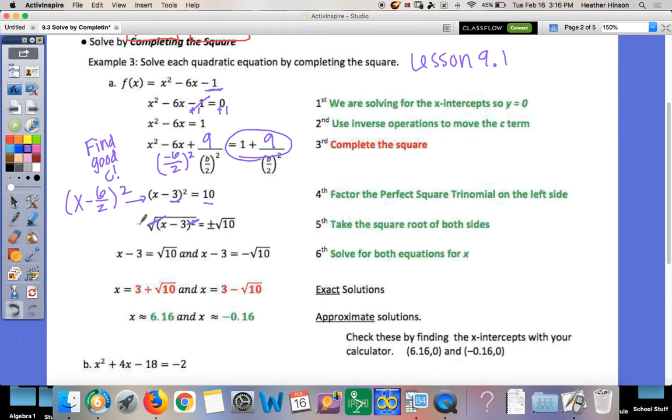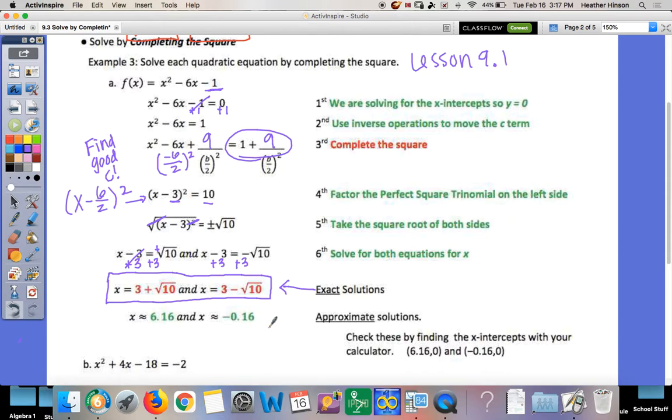And then we just solve. So how do you get rid of a minus 3? We add 3. Now, when you have this little square root on it, your 3 is actually going to go in front. So you're going to put a 3 with a positive square root of 10 and your 3 with your negative square root of 10. So you're actually going to put your square root at the end. Put your 3 in front. These are your exact solutions.